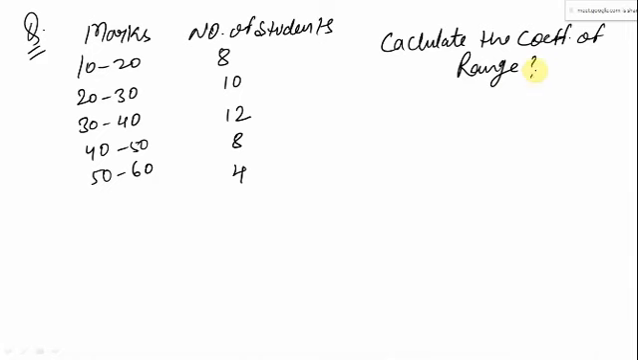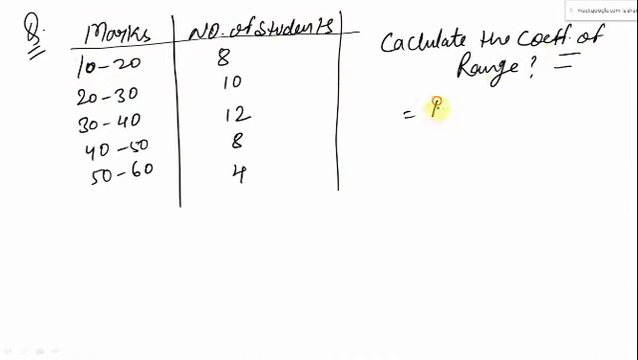So what will we do in such a question? We have data. What kind of data is it? Discrete, continuous or individual? Continuous. Yes, so it is continuous data. To find the coefficient of range, the formula is H minus L divided by H plus L. So we need to find the highest observation and the lowest observation. In such questions, students get confused by the number of students. We are talking about the range of the marks.